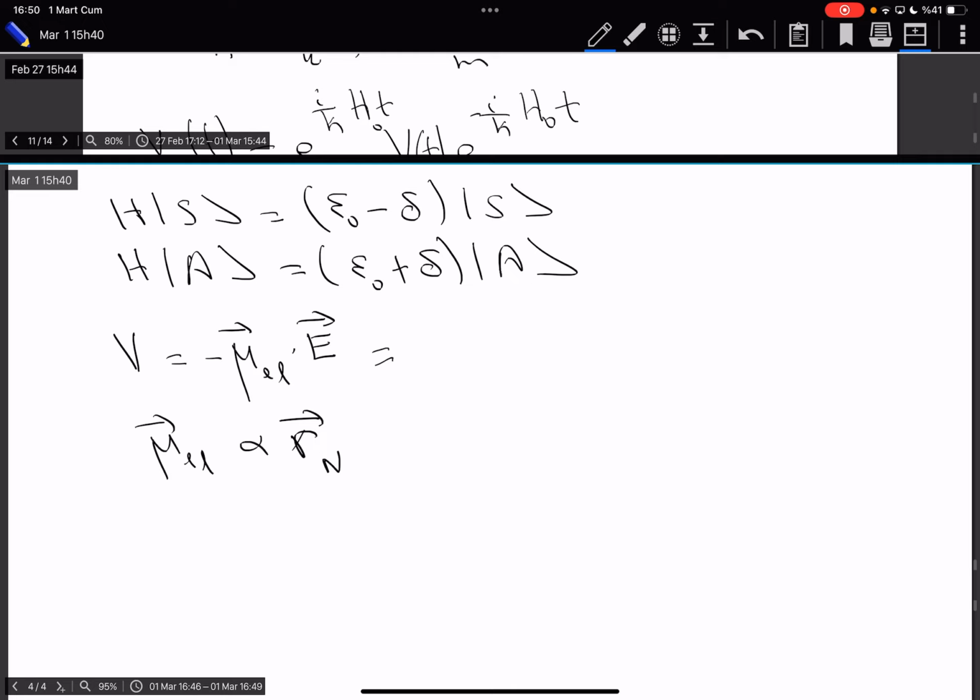So, well, now basically we have a two-state system which is non-degenerate. It couples to an external electric field. And if you take this, we are more or less back to the previous problem.